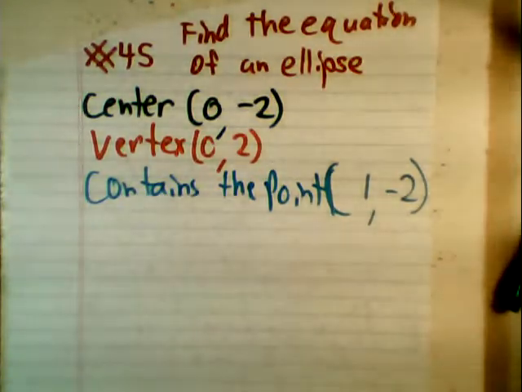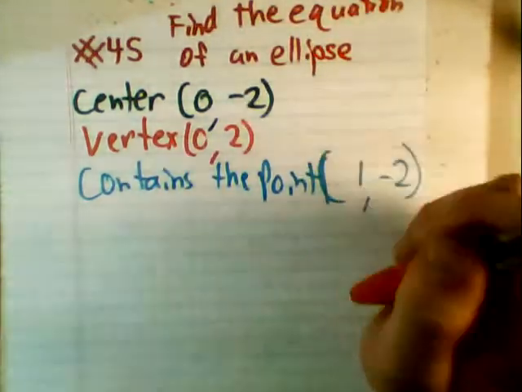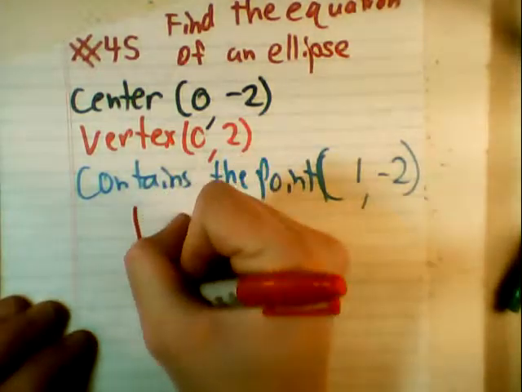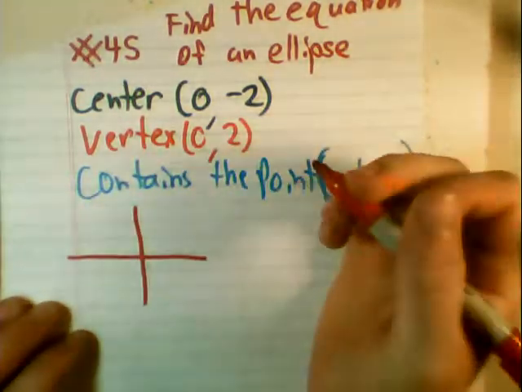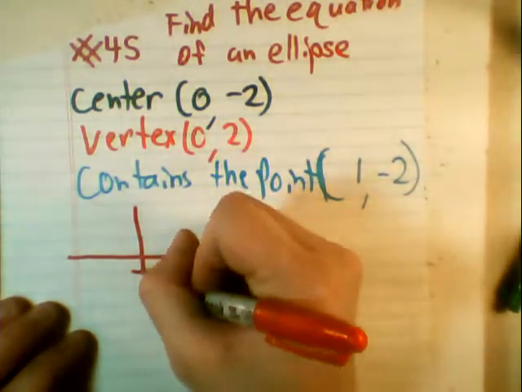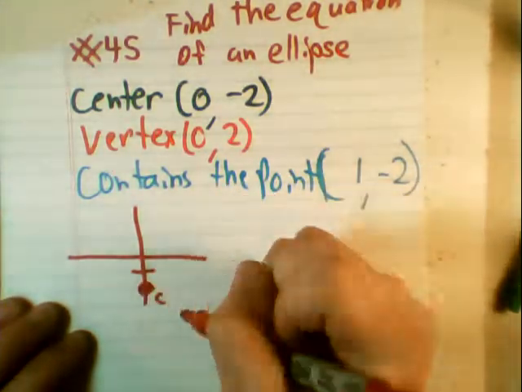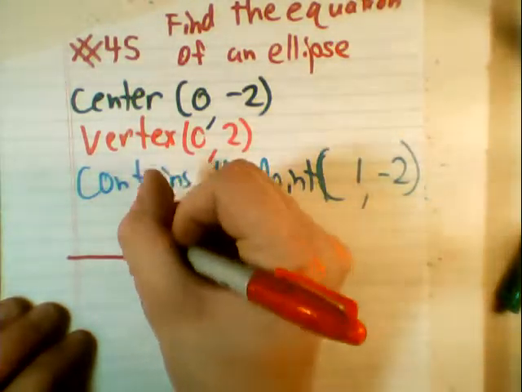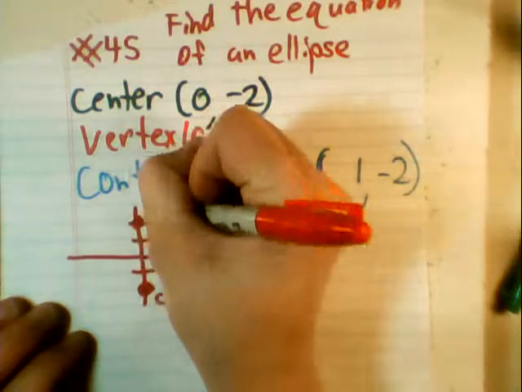So first, let's go ahead and graph the center and the vertex so we can look at it and then figure out where to go from there. So I'm going to draw a graph. Okay, so center of (0, -2) and vertex (0, 2). Right here, that's our center, and then we have the vertex up at (0, 2). So this is our vertex.